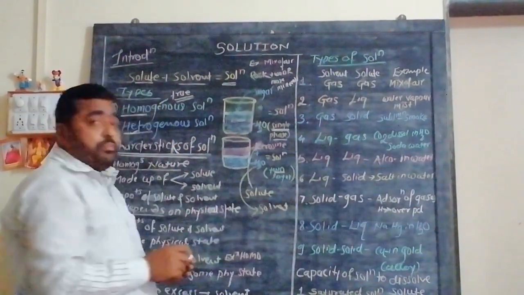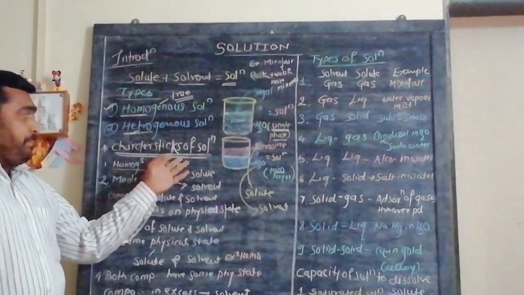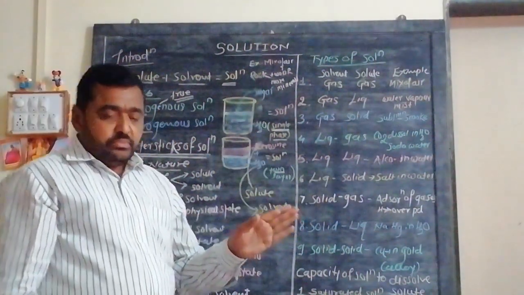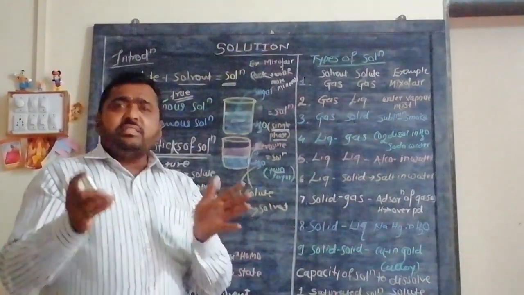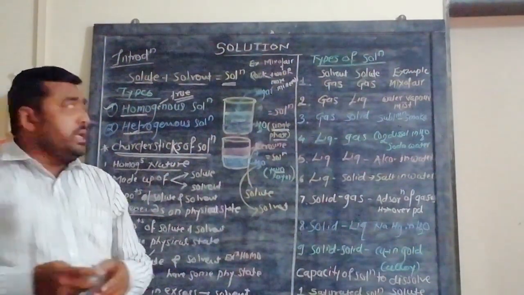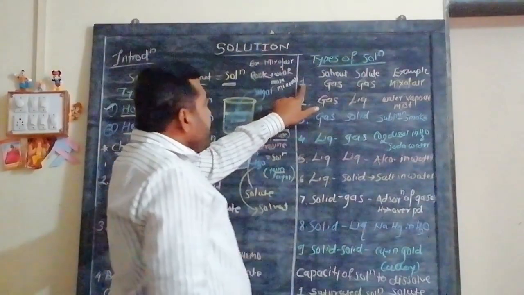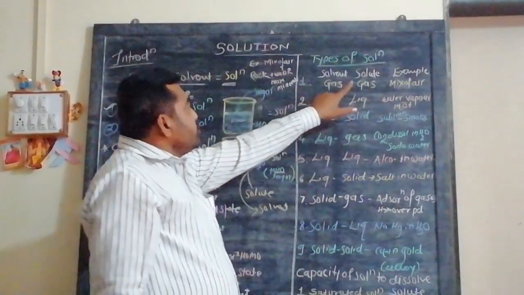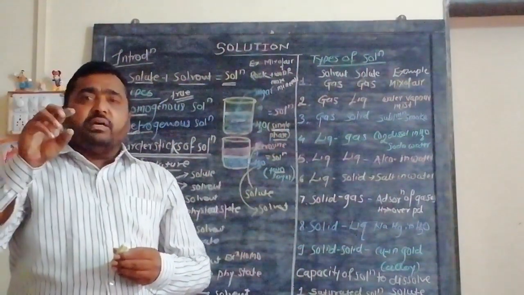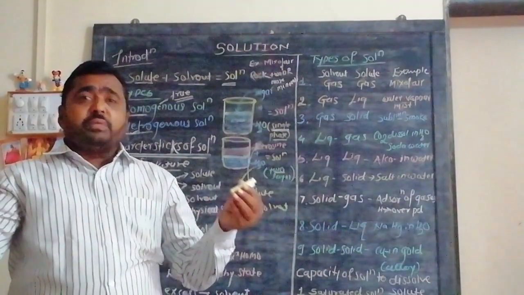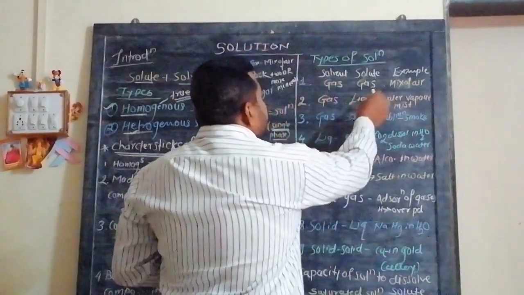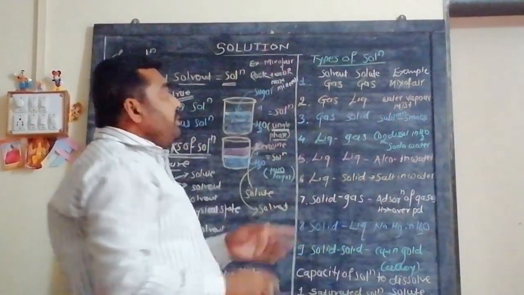These are the characteristic properties of a solution. The next point is the types of solution. The types are classified according to the solute and the solvent. The first example: solvent phase is gas and solute phase is gas. The example is a mixture of air. In the mixture of air, in the gaseous state, different types of gases are mixed with each other.